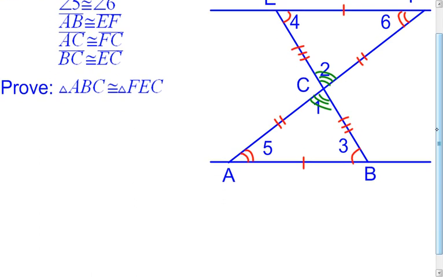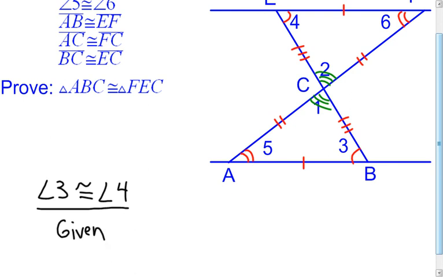I'm going to again start with my given information that angle 3 is congruent to angle 4, and I can look at my picture for this. Now in the flow proof, statements are going to go on top, reasons are going to go right underneath them. My reason for this is given.